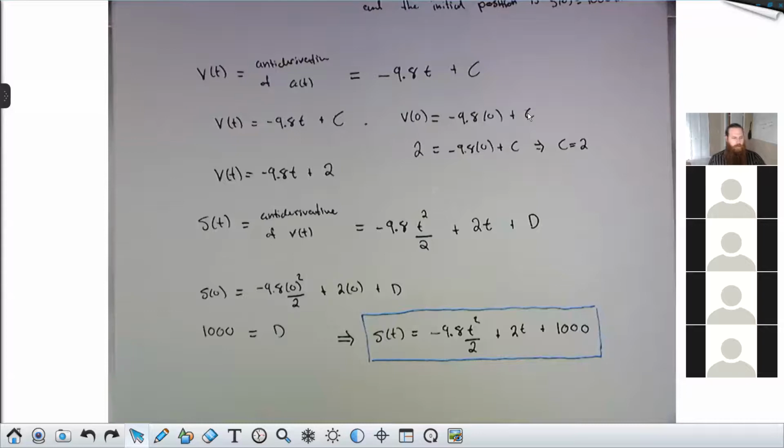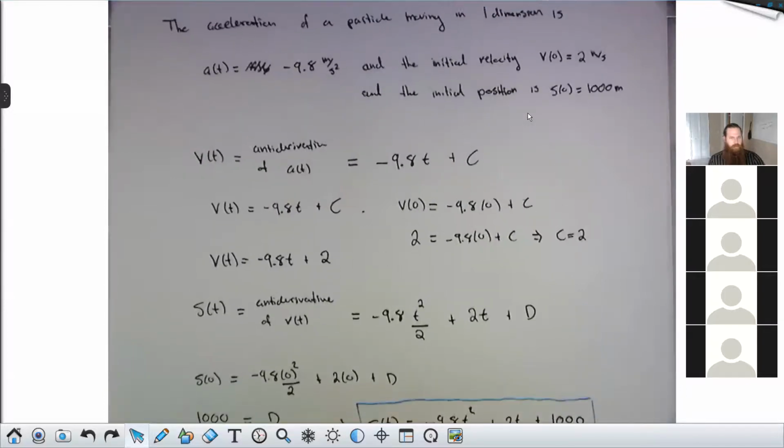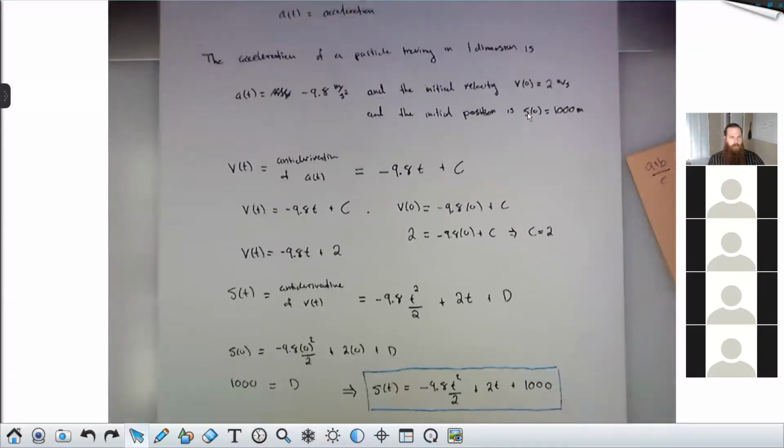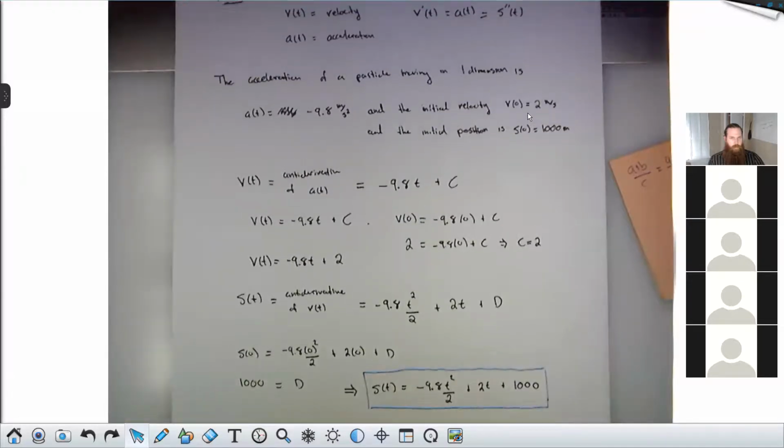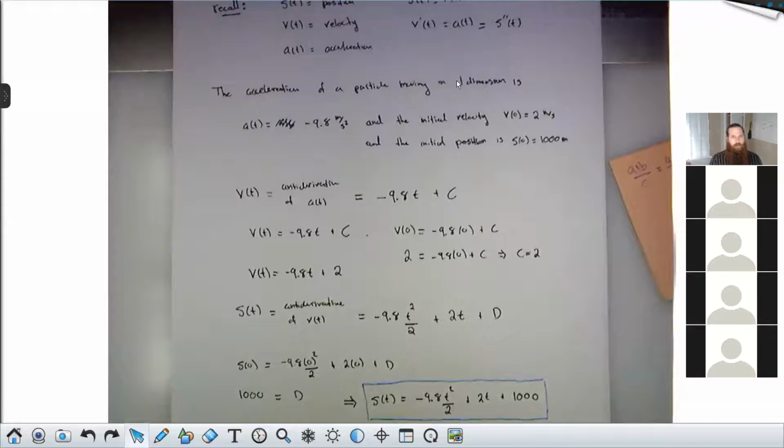But first, I'd like to take any questions we have on this, because this sort of physics thing is a pretty big deal. It's also our first time solving what's called an initial value problem, where I give you some information about the derivative, or in this case, the second derivative, and then also the information you need to solve for the constants that show up as you anti-differentiate.